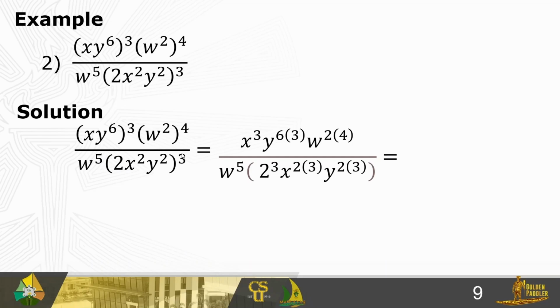so we have 2 cubed times x raised to the power of 2 times 3 times y raised to the power of 2 times 3. And simplifying this one, so we have x cubed, 6 times 3 is 18, so we have y to the power of 18, 2 times 4 is 8, so we have w raised to the power of 8. And then 2 to the power of 3 is just 8, and copy w raised to the power of 5, and multiplying the exponents 2 and 3, so we have x to the power of 6, and multiplying the exponents 2 and 3 of the base y, so we have y to the power of 6.